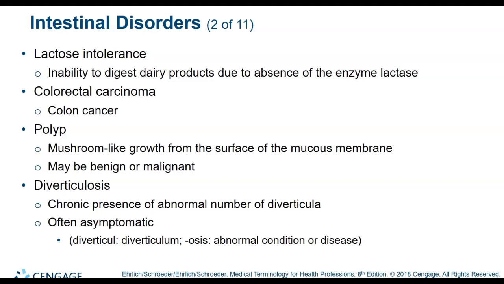Colorectal carcinoma is colon cancer. A polyp is just like a mushroom growth from the surface of any mucosal membrane. So you can have a polyp in your nose, in your intestine, anywhere there's mucous membrane. But they can be problematic. Some polyps may be benign in nature, but other polyps are malignant. So if you go in for a colonoscopy or an EGD and they see a polyp, they are going to take that polyp and send it for a pathology report to make sure that there's no malignancy with the polyp.